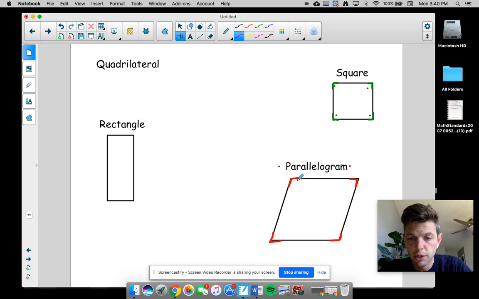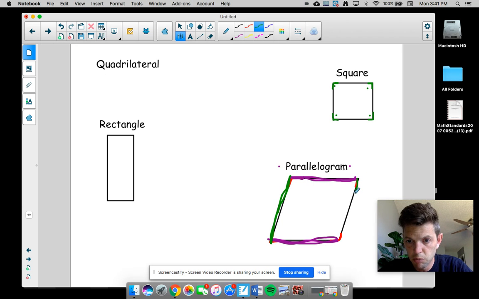Now, parallelogram, we've talked about parallel and perpendicular, okay? Parallelogram means the sides that are across from each other, and we call them opposite sides, are parallel, okay? So the top and bottom are parallel, and the two sides are parallel.